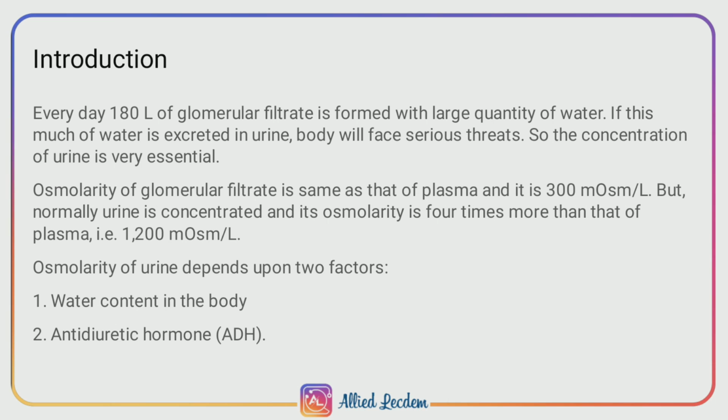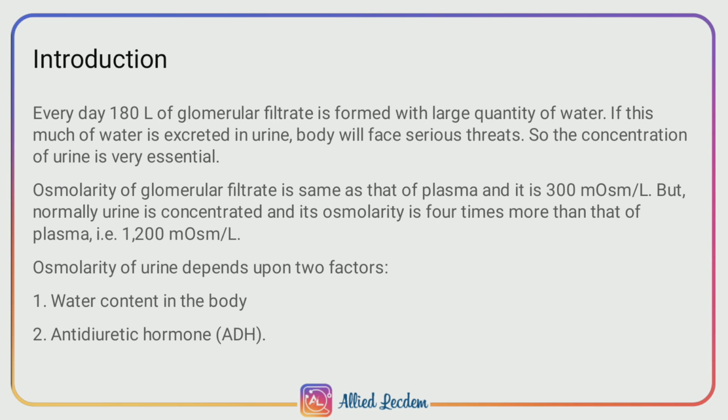The osmolarity of glomerular filtrate is the same as that of plasma, and the value is 300 milliosmol per liter. Normally, urine is concentrated and it is 4 times more than that of plasma, that is 1200 milliosmol per liter. The urine osmolarity depends on two factors: water content in the body and antidiuretic hormone.